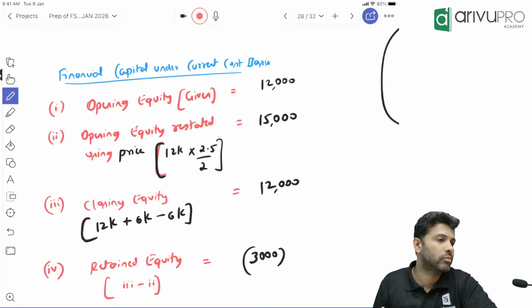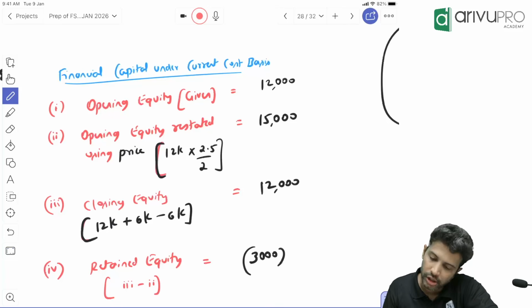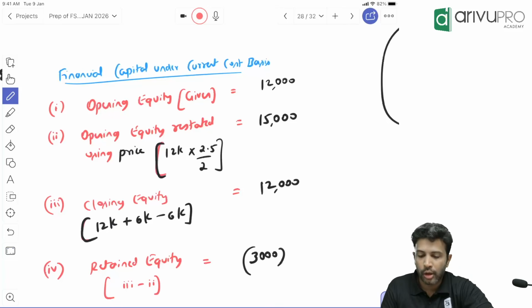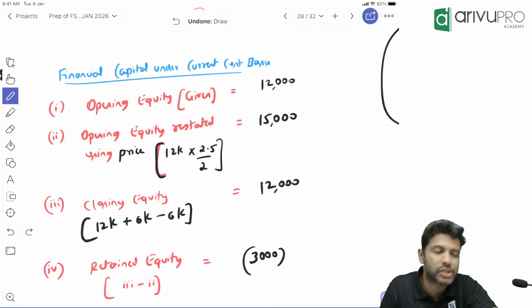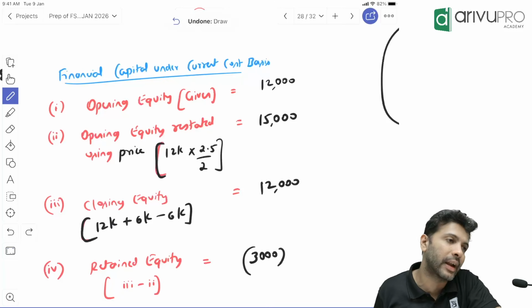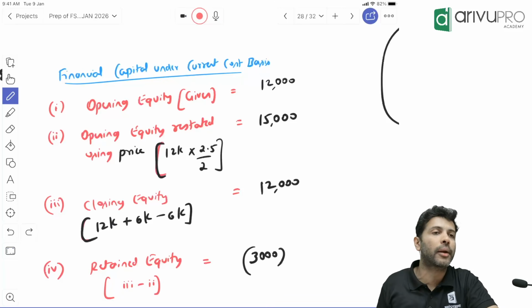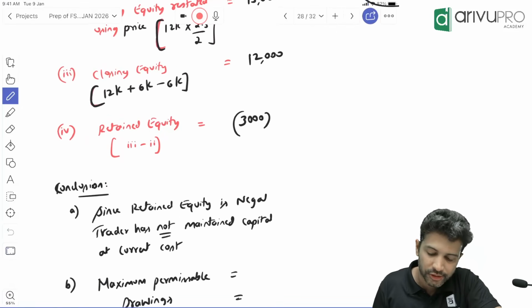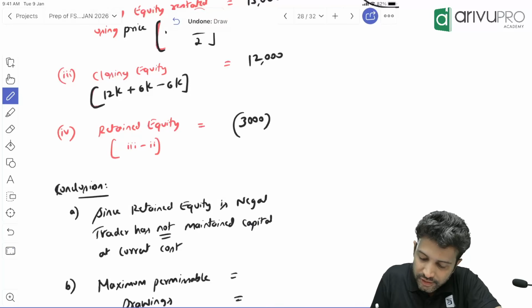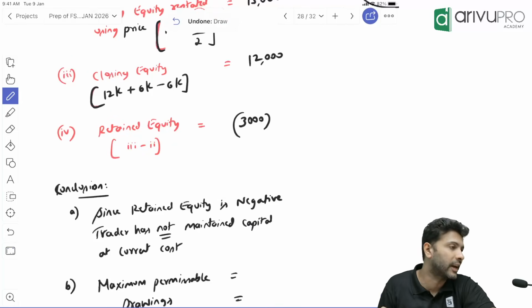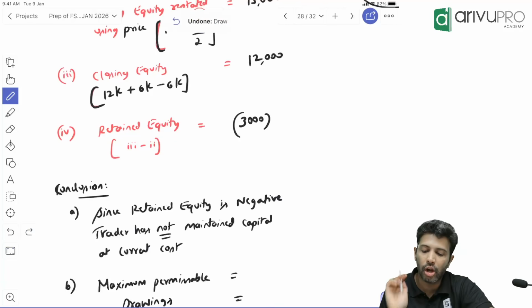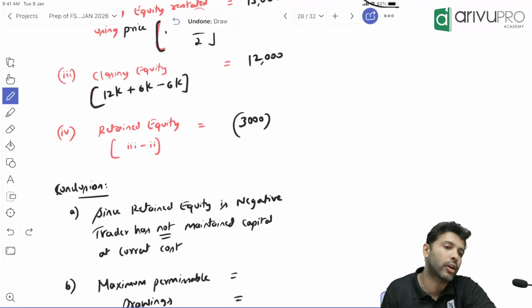Everybody good? Closing equity should at least be how much? 15,000. Is it 15,000? No. Because it is not, we are saying retained equity has become negative. So has the trader maintained the capital at current cost or not? The first conclusion is the same. Since retained equity is negative, the trader has not maintained capital at current cost.